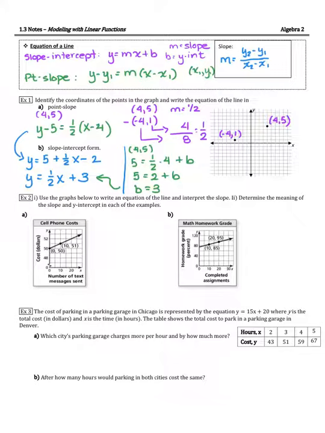So down here, we're actually given a graph of a line and 2 different situations, and we want to find the equation of the line, and we also want to interpret what does the equation of a line represent? What does the slope represent? What does the y-intercept represent?